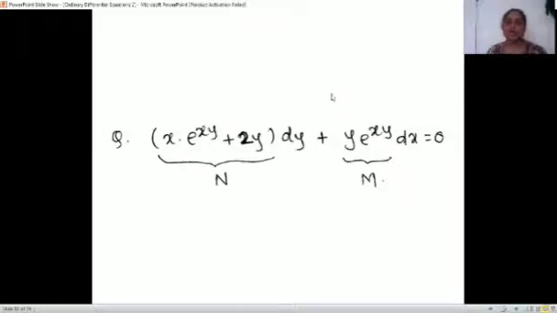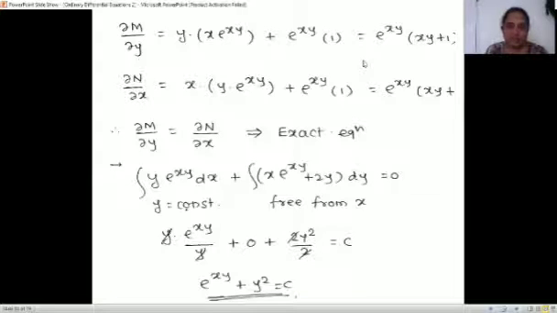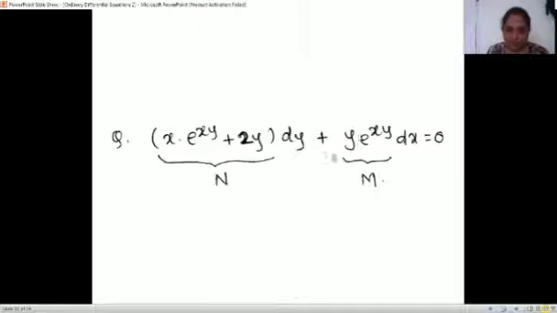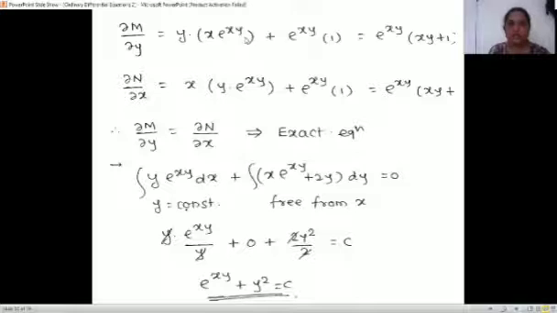So ∂M/∂y. M is this, so taking the derivative with respect to y: first into derivative of second, so y into x e^(xy), plus e^(xy) into derivative of y, which is 1. That is, e^(xy) is common: e^(xy)(1 + xy).